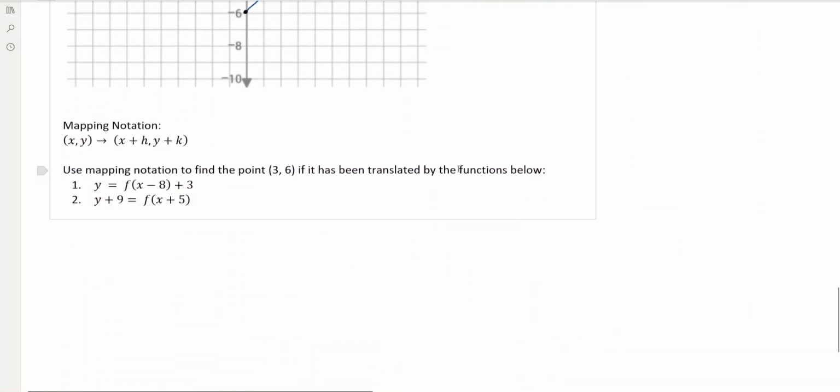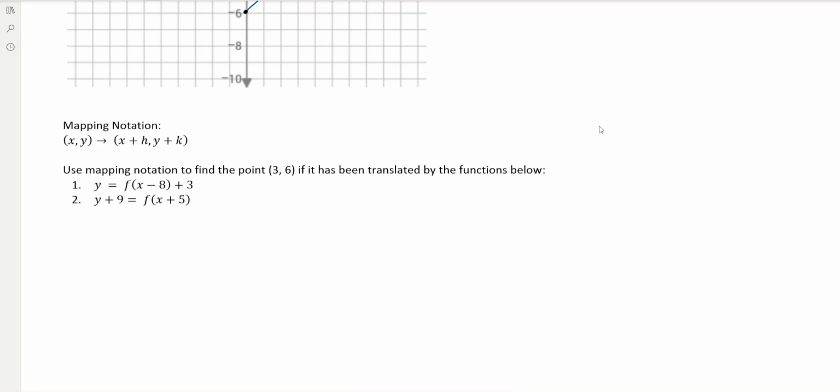All right, and last but not least, today we're looking at mapping notation as well. So mapping notation, x comma y, that's how we always write down the Cartesian coordinates. And we're changing it to x plus h and y plus k. So pretty simple. We're just going to use these functions below in order to find the point as if it has been translated. So we start with 3 comma 6.